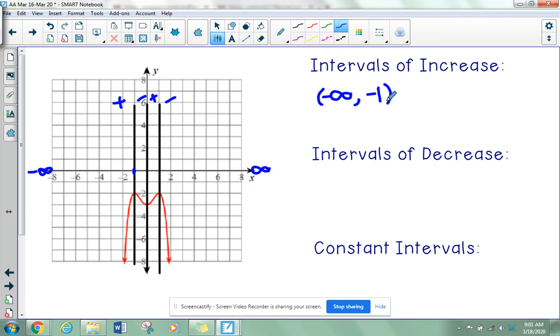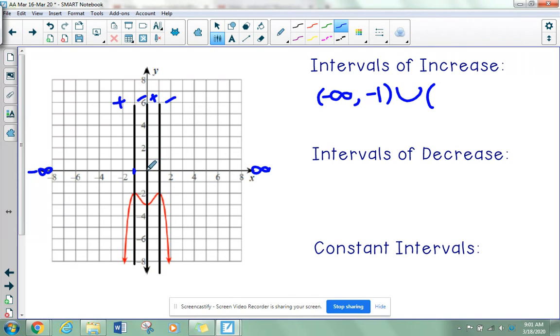We use parentheses. Now again, that's an interval of increase, but you'll notice in this example, we have another interval of increase. And so sometimes you see a symbol that looks like this. It means union. It's just a way of saying it's this interval and it's also another interval. I don't really care if you use that symbol though. If you just list out all the intervals where it's increasing, that's good enough. And so again, this is our second interval of increase.